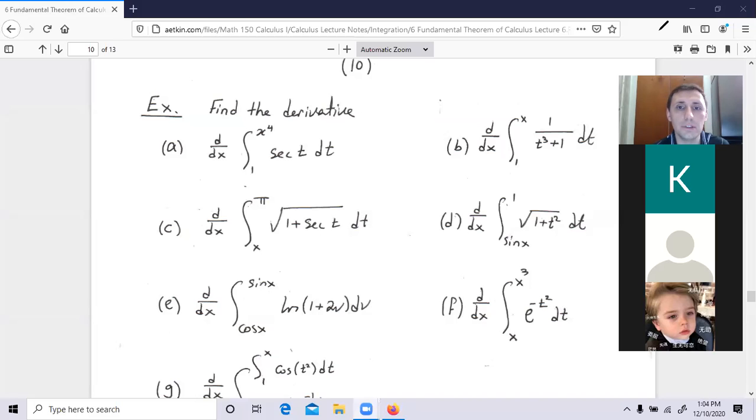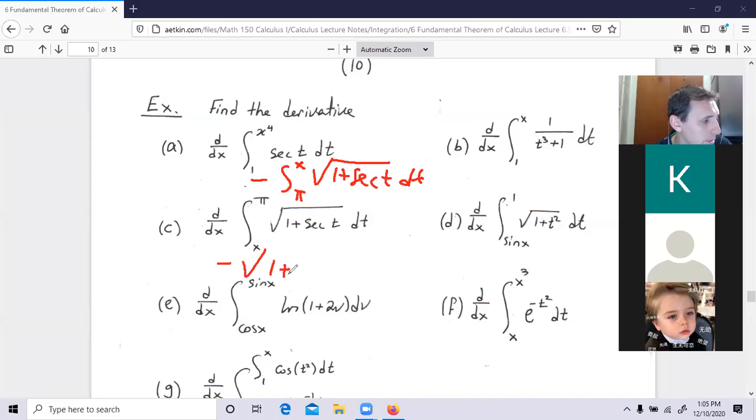Okay, good. So let's look at it. What do you want to do here? Before you carry out any calculation, you want to write it as minus the integral from pi to x of root 1 plus secant t dt. So when you take the derivative, it's simply going to be minus root 1 plus secant x. Clear? And you can do that very fast once you get comfortable.